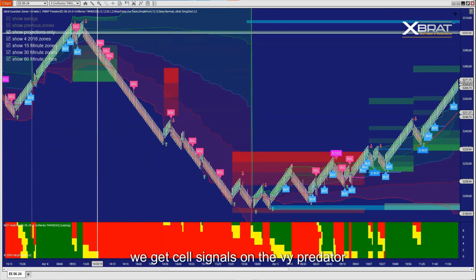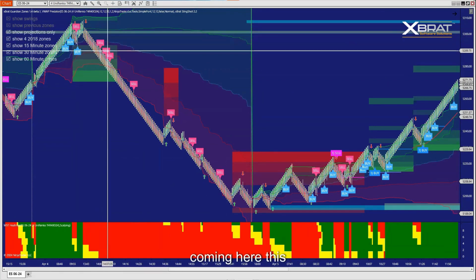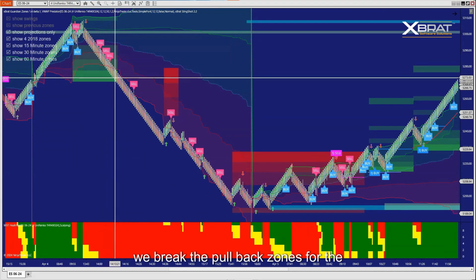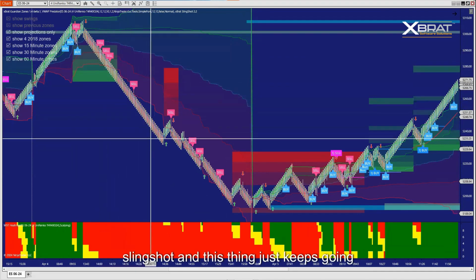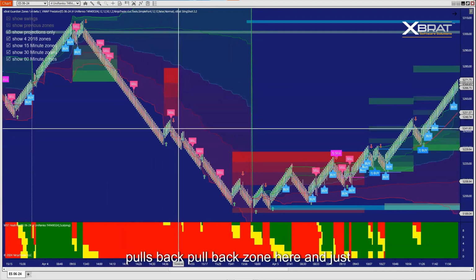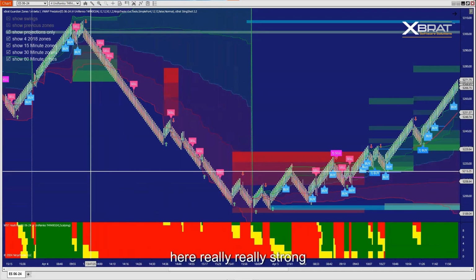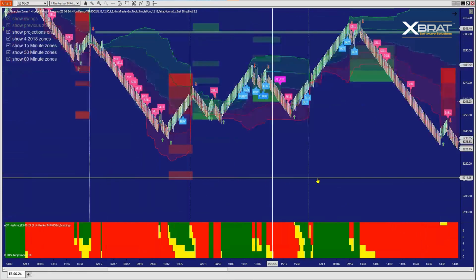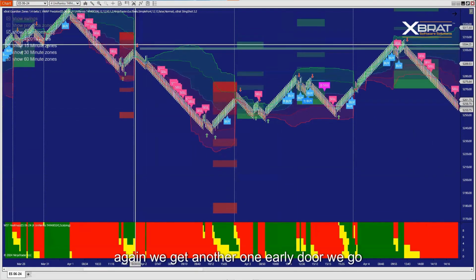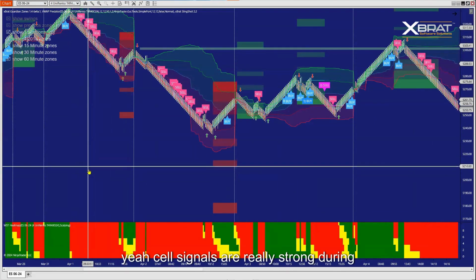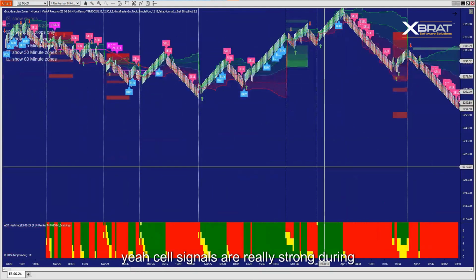We get sell signals on the VWAP Predator coming here. This we break the pullback zones for the Slingshot, and this thing just keeps going. It pulls back, pullback zone here, and just keeps going. This is a monster trade here. Really, really strong. Again, we get another one early door. We get sell signals are really strong during that particular time.